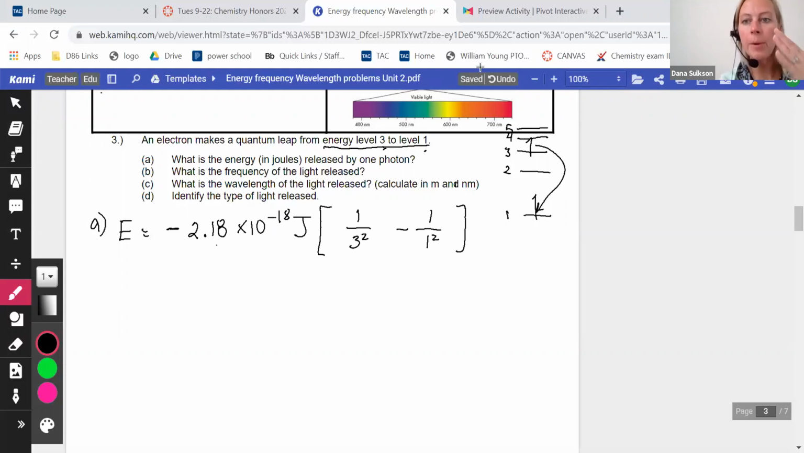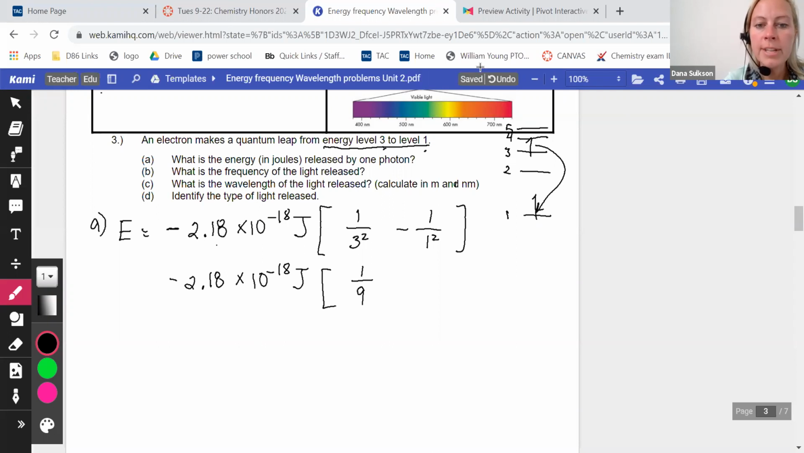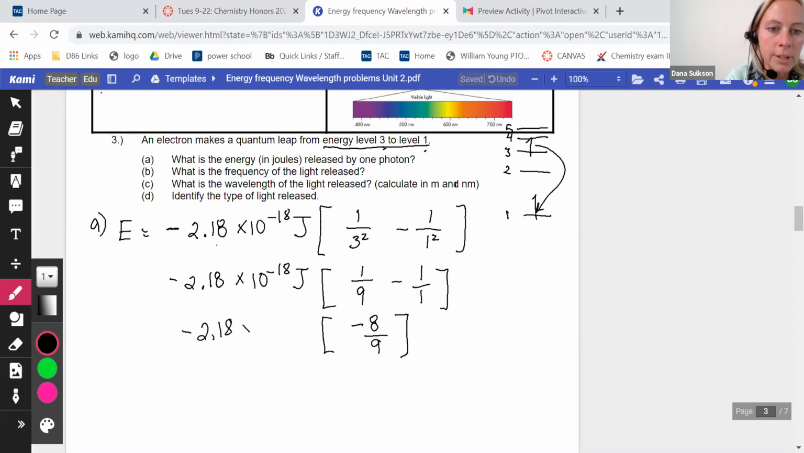So for this example, I want to go over every single mathematical step. So if you're struggling at all, you can always pause and go back to it. I'm going to bracket it. I'm going to rewrite this portion because it doesn't change just yet because there's no calculations involved. Now I have 1 over 3 squared. 3 squared is 9. Minus 1 over 1 squared. 1 squared is 1. If I do the common denominator, I have negative 8/9, and I'm going to rewrite that equation over here.